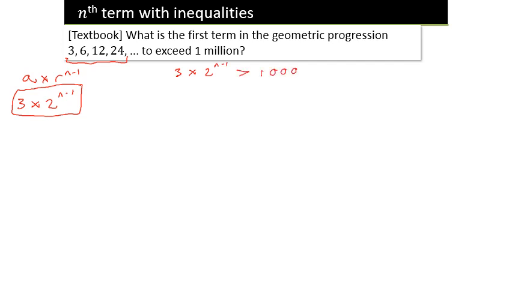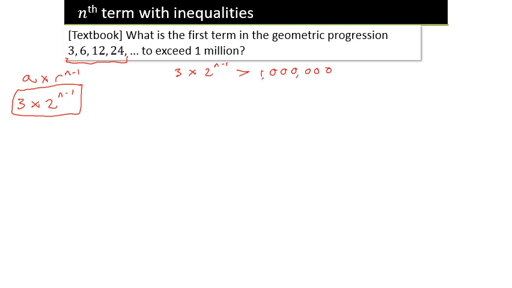Okay, so final example then. What is the first term in the geometric progression to exceed 1 million? Now, starting point, let's establish what the nth term would be. So here, my nth term is going to be a is 3, the common ratio is 2, the power of n minus 1. So this is my nth term. Now, we want it to exceed 1 million. So I would write 3 times 2 to the power of n minus 1 is greater than 1 million.